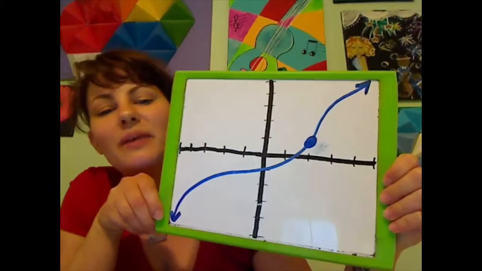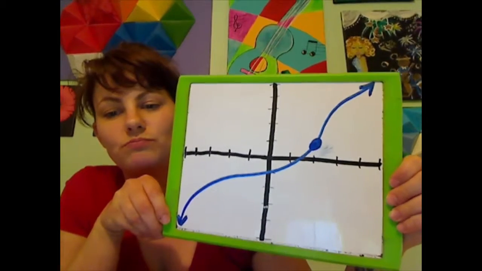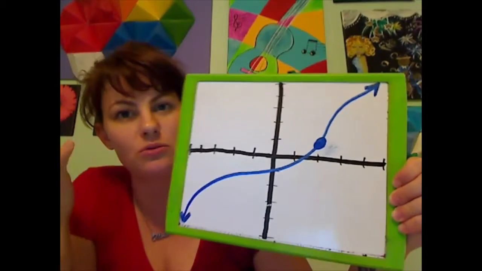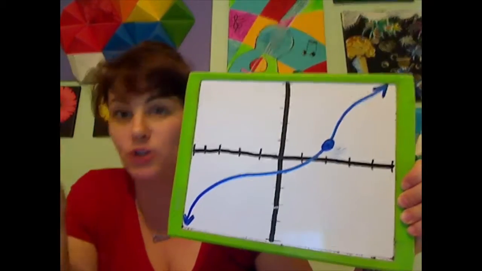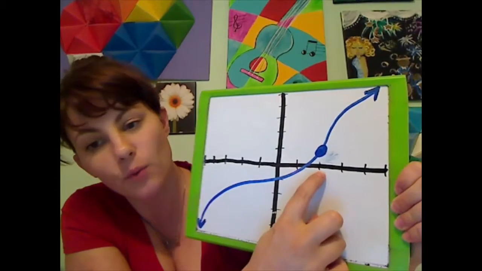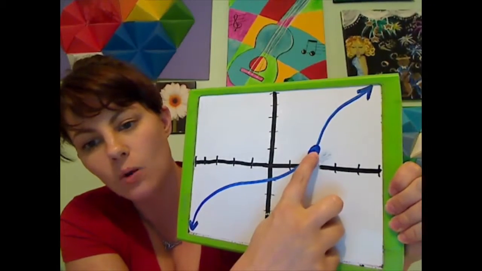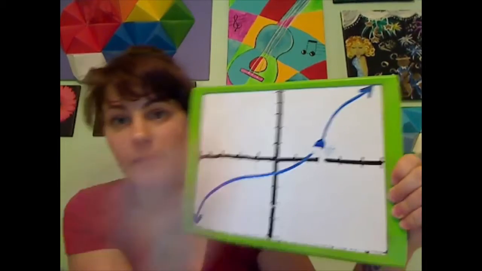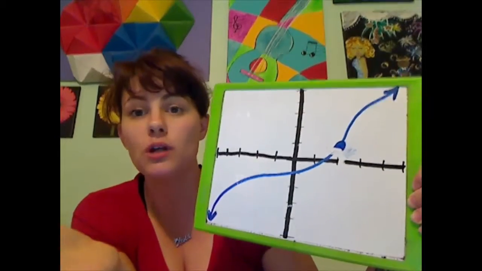Let's find the limit as x approaches 2. Easy. x approaches 2. What is y? So find 2 on the x-axis. Where is that on the y-axis? What is that? 1. So we would say the limit as x approaches 2 equals 1. Easy, right? Yes, it's easy.